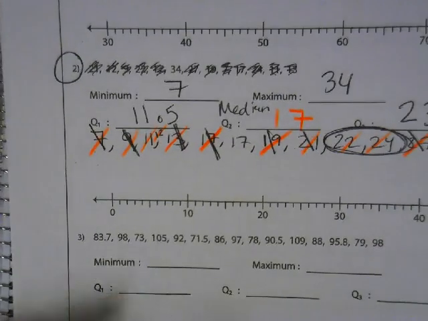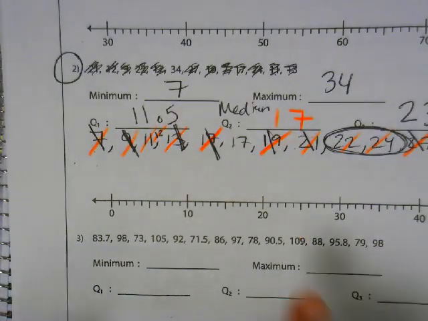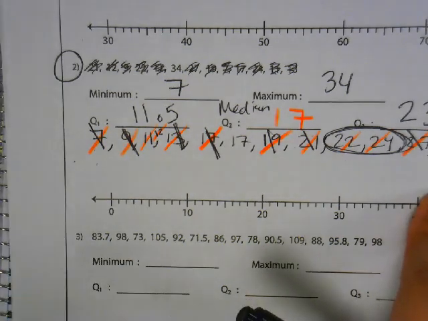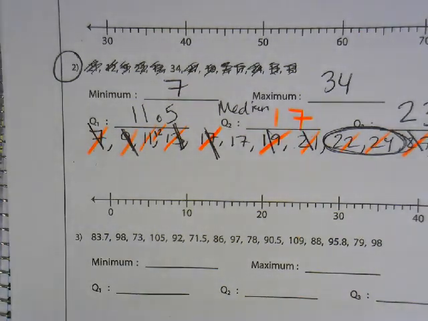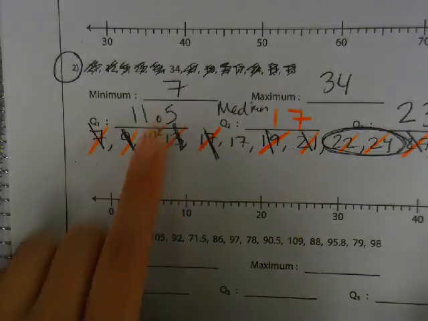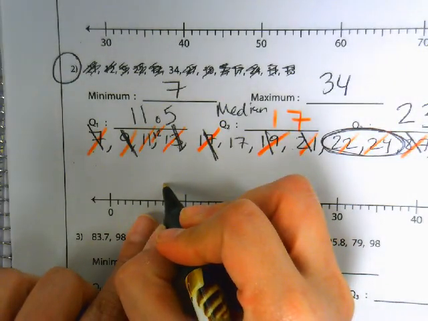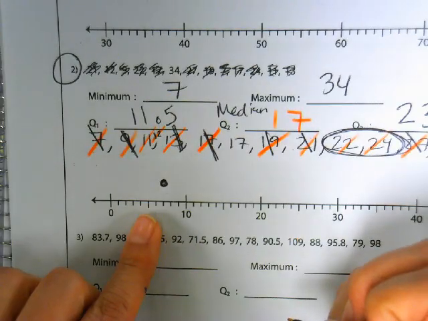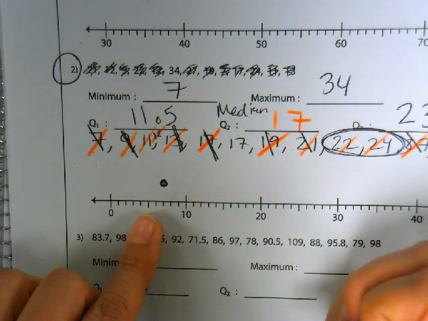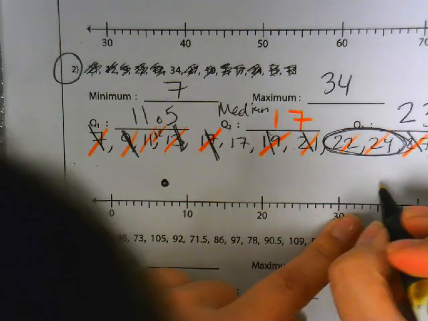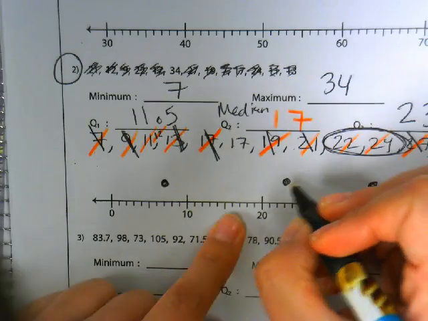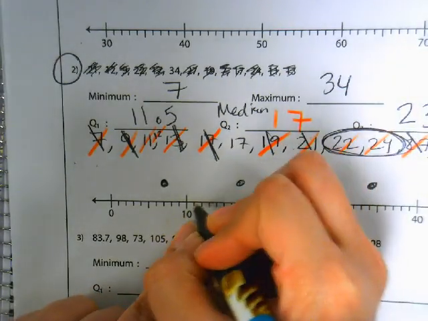All right, one last thing. You've got to graph these points. 5 dots, that's it. I know it's hard. Where is the 7? Right there. After the 5, 2 numbers after the 5. 34. 23. 17. 11.5.